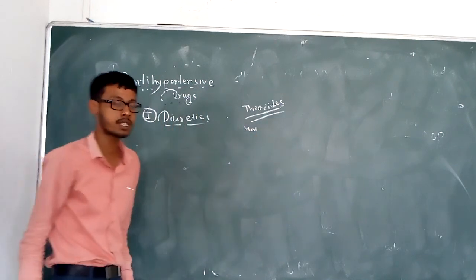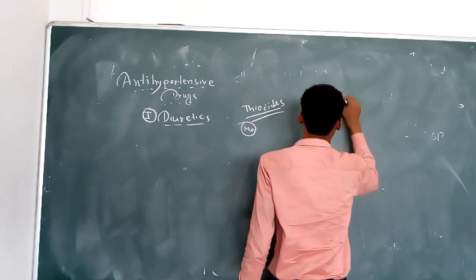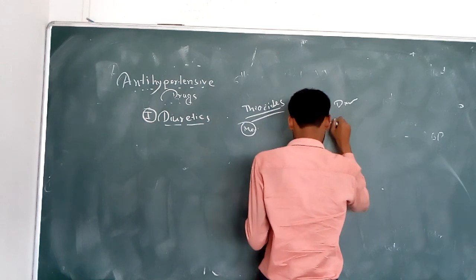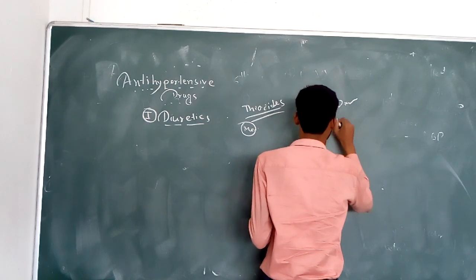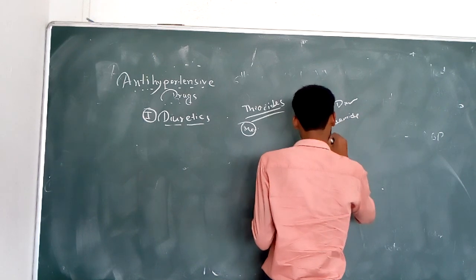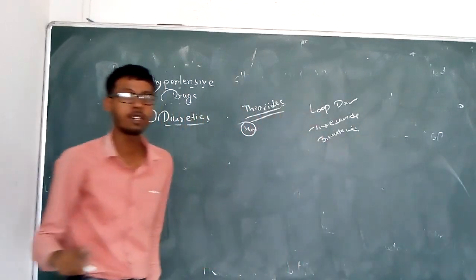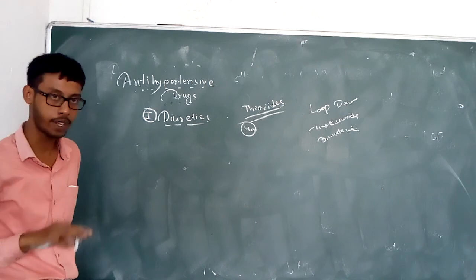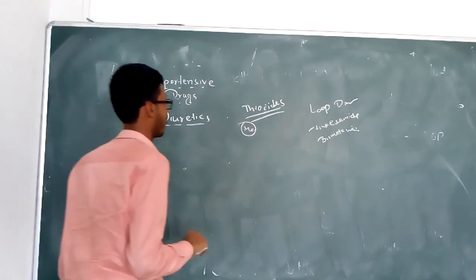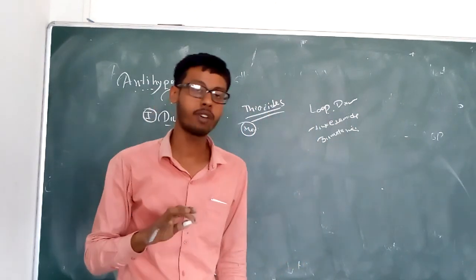In the high efficacy, we can say the loop diuretics, and examples of loop diuretics are furosemide, bumetanide. So loop diuretics, already studied, are high efficacy diuretics. They remove the excess amount of water from the body. Okay, so thus they help to treat hypertension.